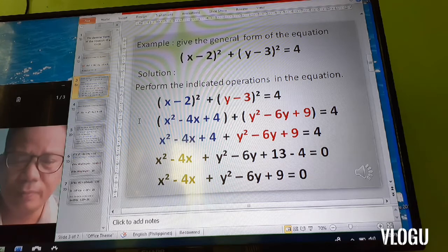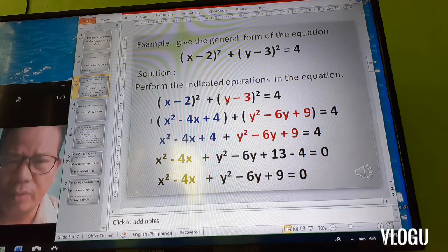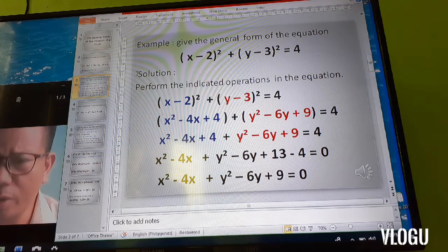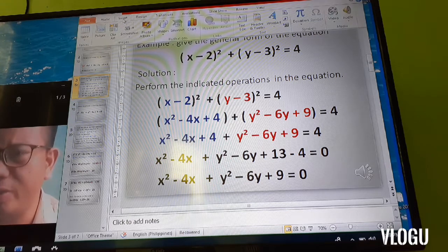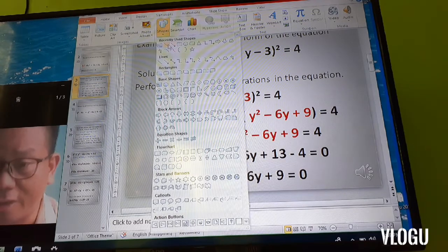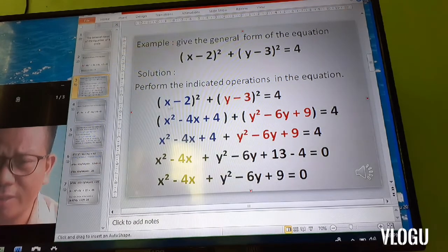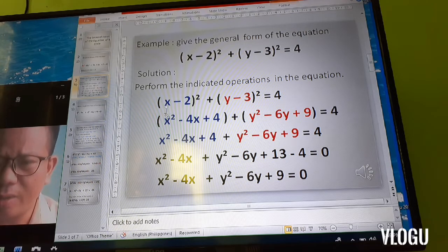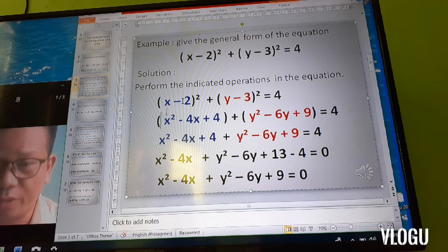So, I have it. Ang ibig sabihin nito, x minus 2 squared is we're going to multiply the number by itself. Kadalasan ang ginagamit po natin dito na operations is FOIL method. Ulitin ko, FOIL method. Pero at this time, we will not use that method. Ang gagamitin ko po yung short form, shortcuts. So, ito lamang po yun.